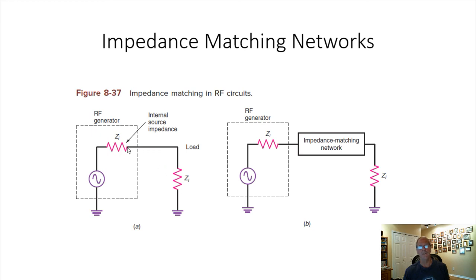And we're assuming that these do not match. So this could be, you know, 20 ohms, and this could be 50 ohms. All right, they're not equal, so there's a problem. So what we do is we put this impedance matching network in between the two, which fixes it. And there's several different types.